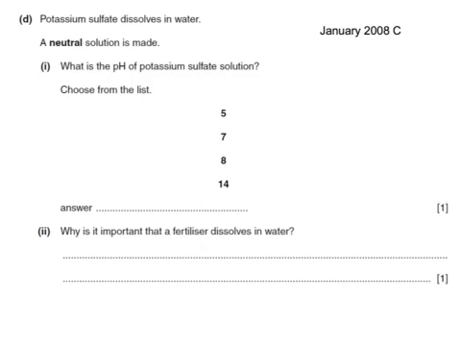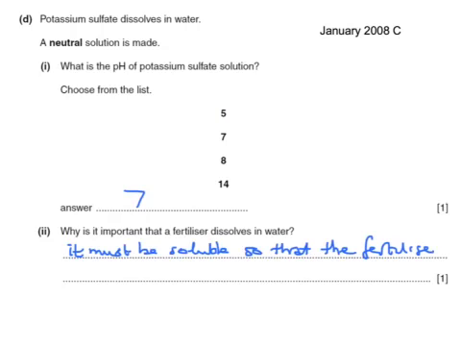An exam question: potassium sulfate dissolves in water. A neutral solution is made. What's the pH of the potassium sulfate solution? It would be a pH of 7. And why is it important that a fertilizer dissolves in water? Well, it must be soluble so that the fertilizer can be taken up through the roots.